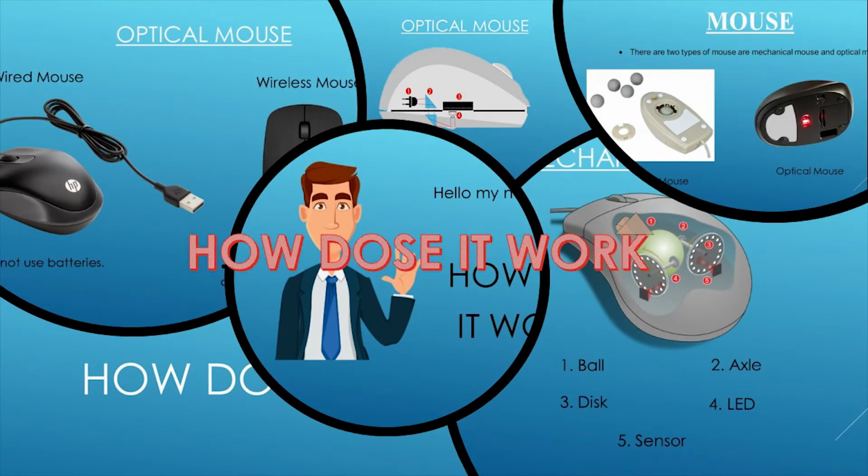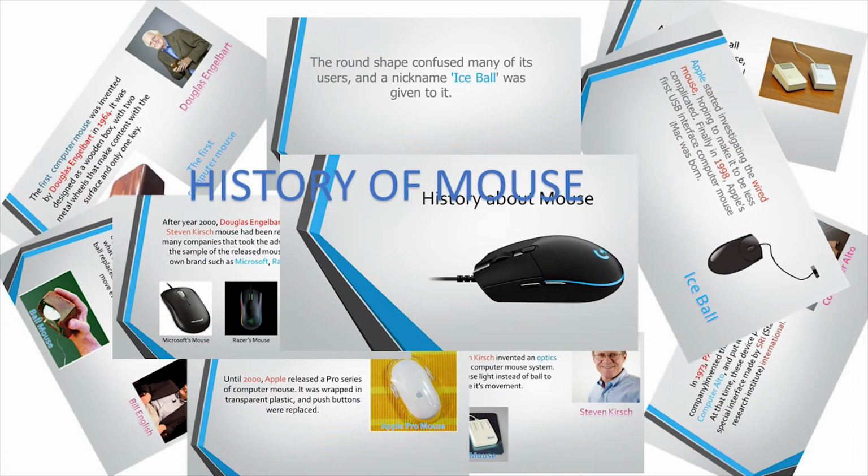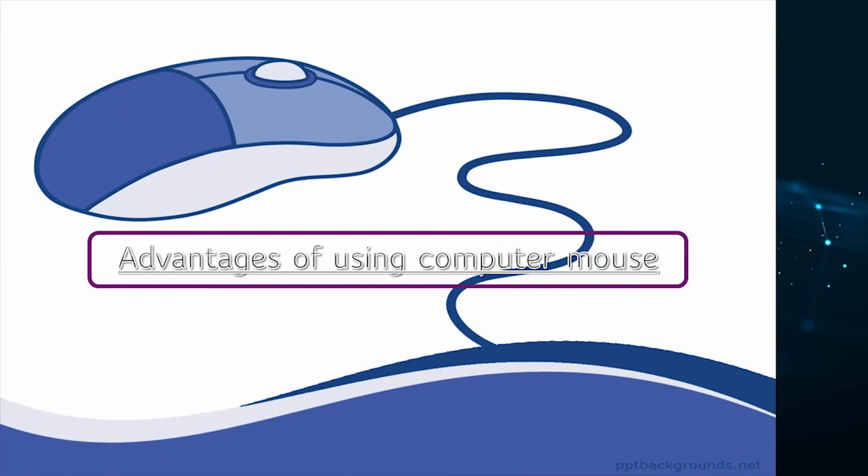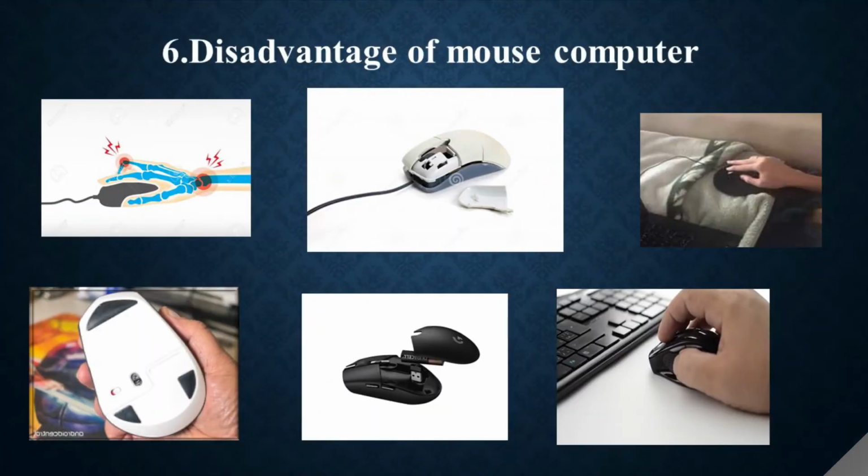Second, we're going to talk about how it works. Third, we're going to talk about the history of mouse. Then we're going to talk about the advantages of using mouse. The last but not least is the disadvantages of using mouse. So let's go to our presentation.